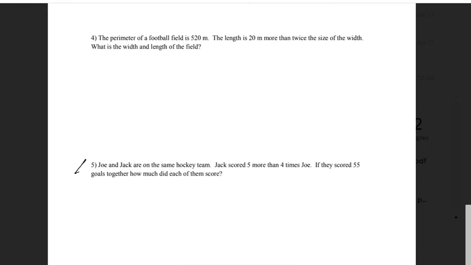The other one that I want to show you is something where you have two people and what they're doing is comparing the two, and together they're given their total. So in this one it says Joe and Jack are on the same hockey team, okay? And this is the clue. Jack scored 5 more than 4 times Joe. Right away from that, I'm going to say x equals the one that has the least amount. So in this case, x is equal to Joe's goals.